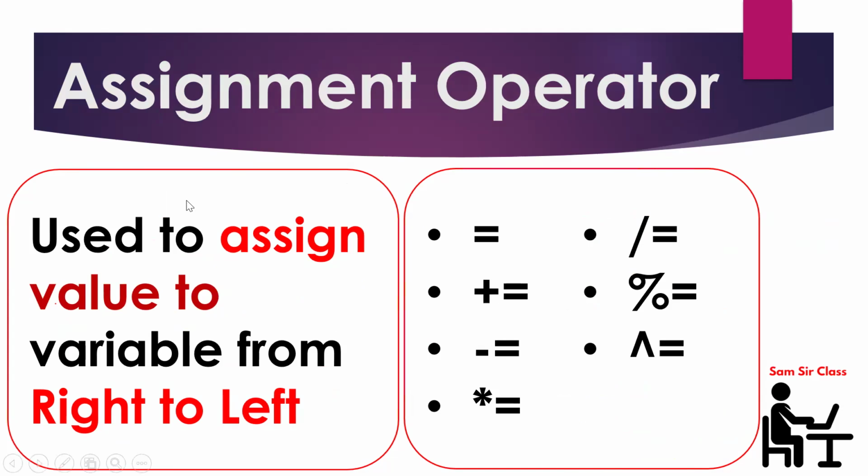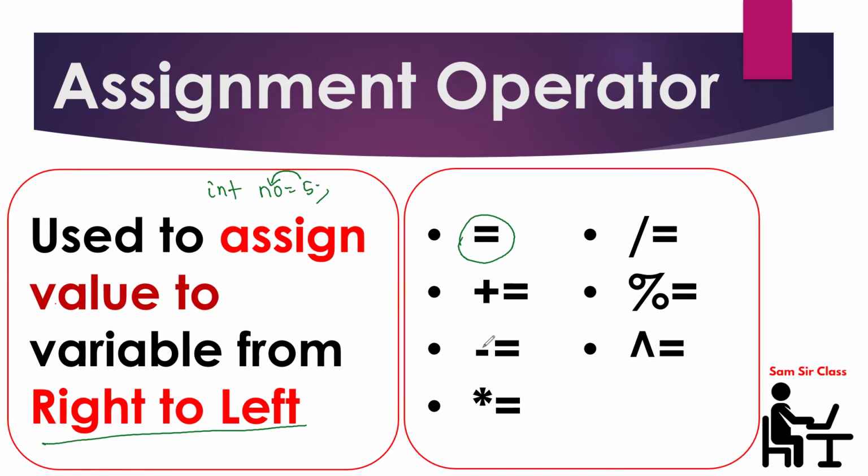Now coming to the assignment operator. This operator we have used from the beginning, because without the assignment operator you cannot provide any value. Whenever you assign a value, it is assigned from right to left. That means when we write integer number equal to 5, the right hand side value is assigned to the left hand side variable. That's why we use the equal to symbol.